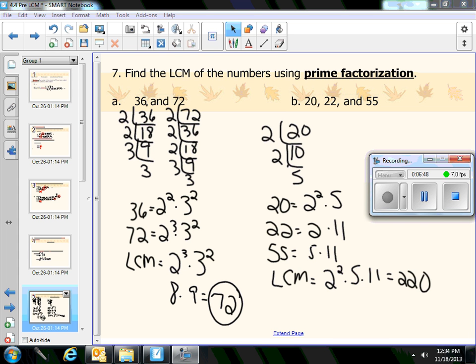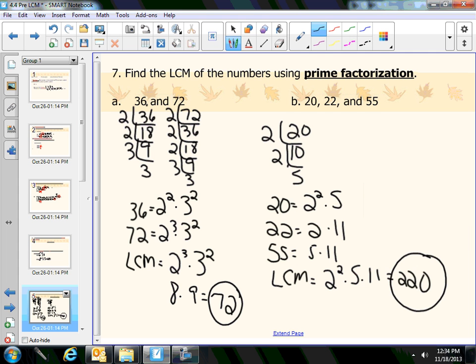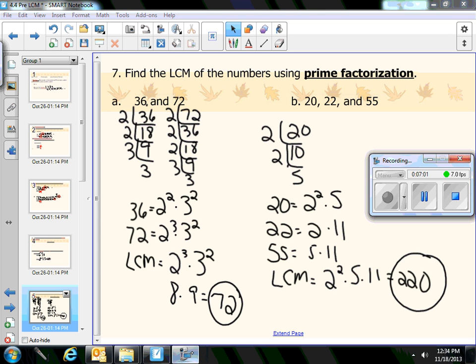I did the prime factorization for each one and took each factor to the highest power, but also remember, put them in order. It helps you to keep your work organized.